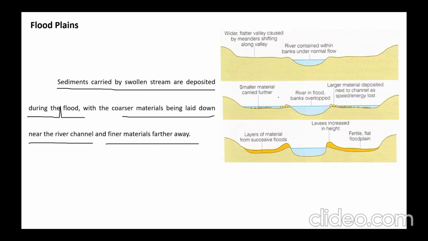Smaller materials are carried further, and larger materials are deposited near the channel of the river. Later, layers of material build up from successive floods. So whatever floods come, the sediment will be deposited here layer by layer. I think you're getting my point. So the sediments carried by the swollen stream are deposited during the flood, with coarse material laid down near the channel, and finer materials taken further away.